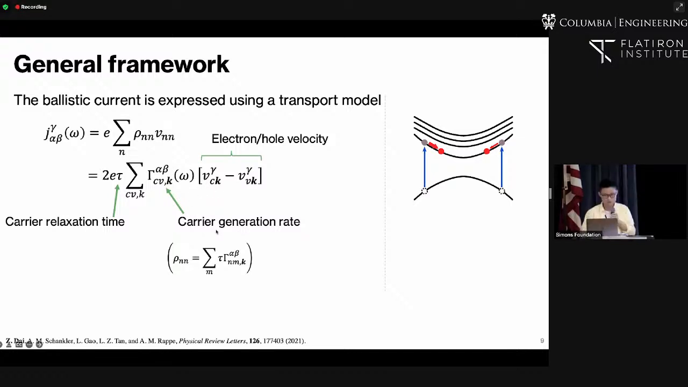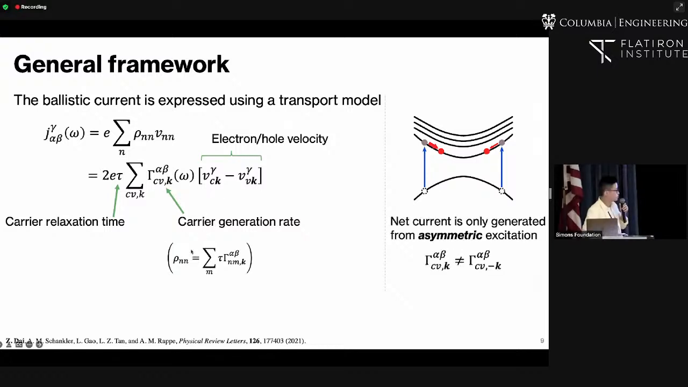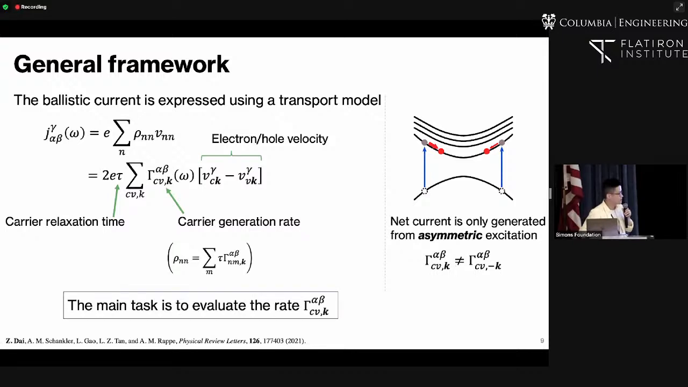From this expression, you can tell that the band velocities are antisymmetric for k and minus k, and all the other quantities besides this generation rate will be symmetric. So in order to have some non-vanishing charge current, you will have to have some asymmetry in this carrier generation rate. So at k and minus k, they have to be different. Then our main task is to evaluate this carrier generation rate, gamma, and show that it indeed has some asymmetry in k and minus k.